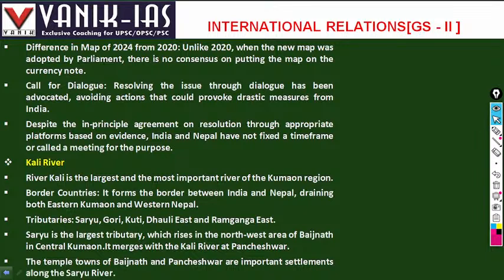The Kali River is the largest and the most important river in the Kumaon region. It forms the border between India and Nepal, draining both eastern Kumaon and western Nepal. Tributaries are Sarayu, Gori, Kutti, Dauli East, and Ramganga East. Sarayu is the largest tributary, which rises in the northwest area of Bageshwar in central Kumaon to merge with the Kali River at Pancheshwar. The temple towns of Bageshwar and Pancheshwar are important settlements along the Saryu River.